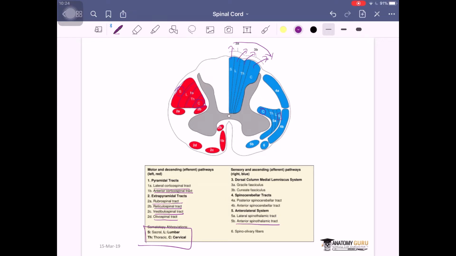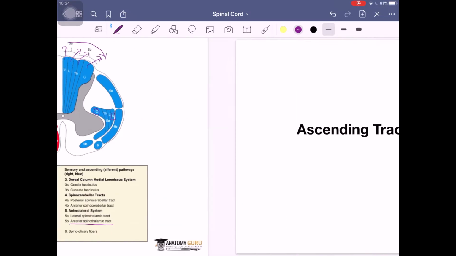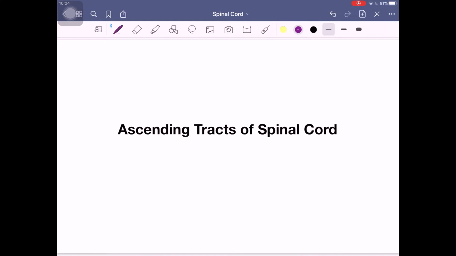As we go from top to bottom, we will see the tract is actually changing shape in this way. Is that okay? So this is about the arrangement that we call somatotopic arrangement, which I told you in the previous class. Now from this point onward, we'll talk about the ascending tracts of the spinal cord. Ascending tracts of the spinal cord are also called sensory tracts.